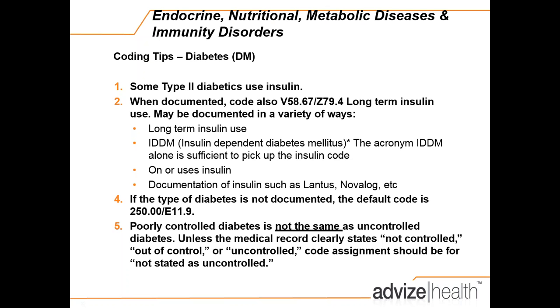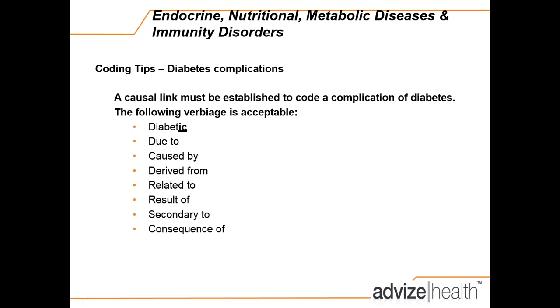Poorly controlled diabetes is not the same as uncontrolled diabetes, unless the medical record clearly states non-controlled or out of control or uncontrolled. Code assessment should be for the non-stated or the uncontrolled. Now, there's a lot in that last statement. So in a nutshell, it's just pretty much stating, make sure we know that if it's poorly controlled, it's not the same as uncontrolled. Okay, and that's based on your knowledge and what you know in the coding guidelines.